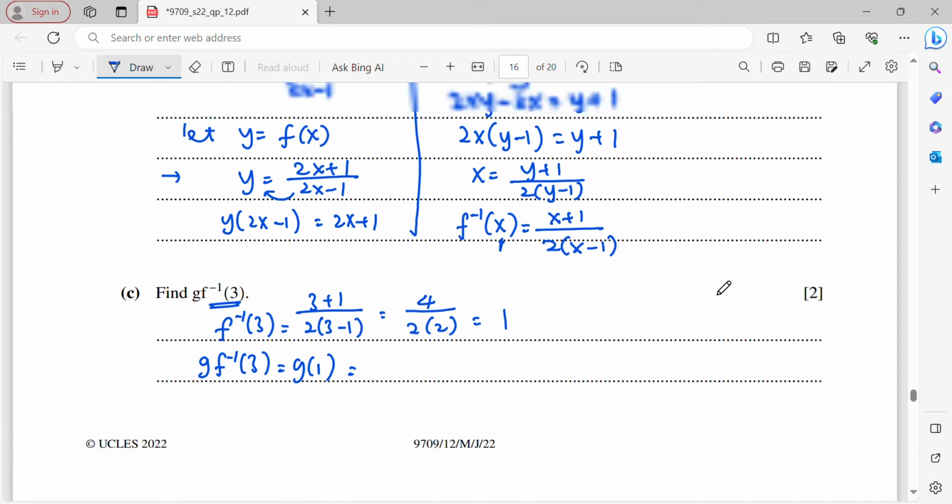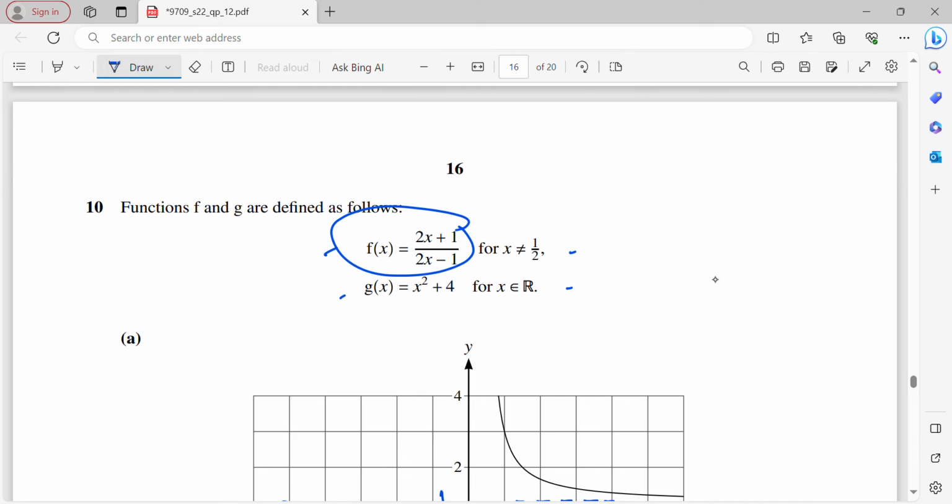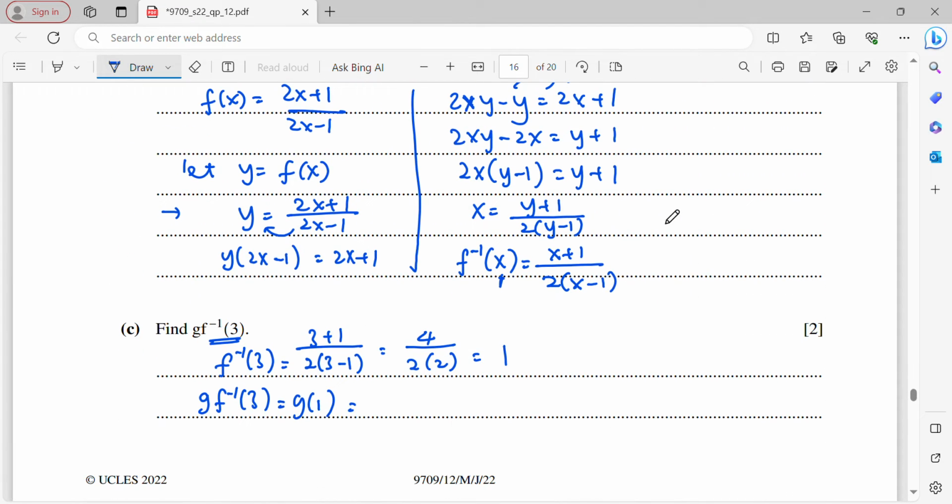So now substitute the x by 1. Okay, so replace the x by 1. So it will be 1 squared plus 4. Therefore, you are getting 5. So that's the solution for part C.